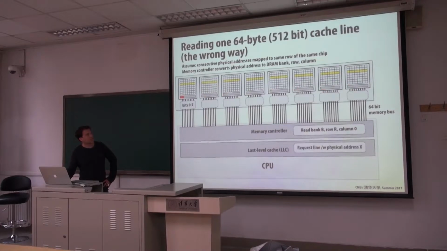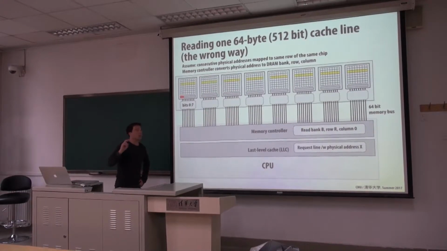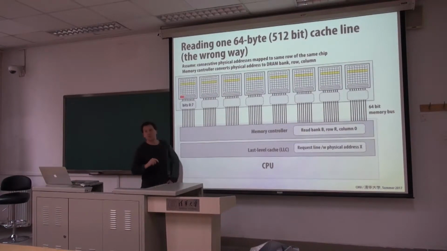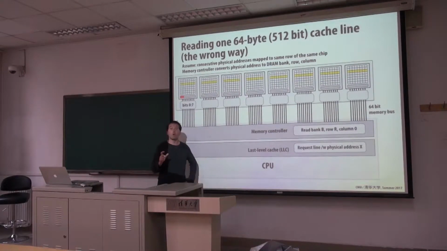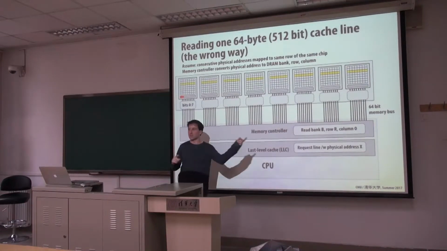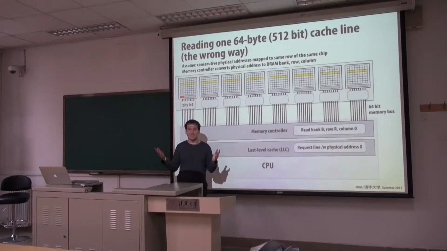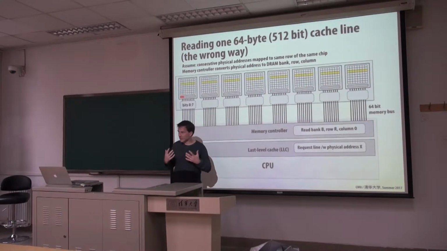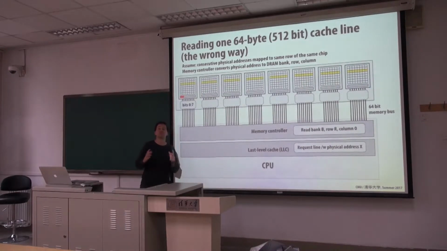So let's think about reading one 64-byte cache line from memory. On Intel processors, cache lines are 64 bytes, so the memory controller will always ask for, please give me 64 bytes of data. Because the granularity of moving data from memory to the CPU is always exactly 1 cache line. So the memory controller always asks for 64 bytes of data.